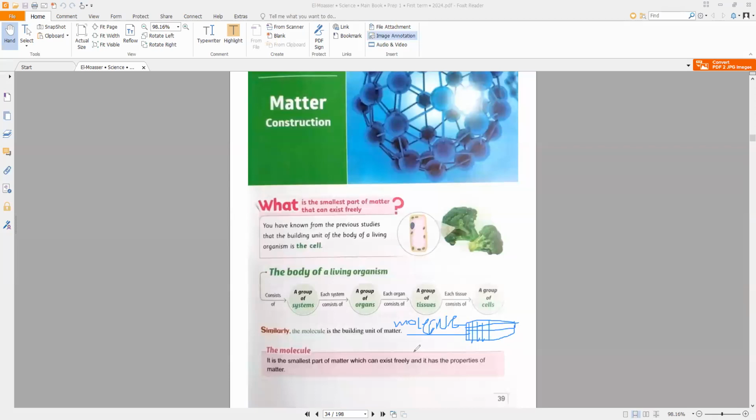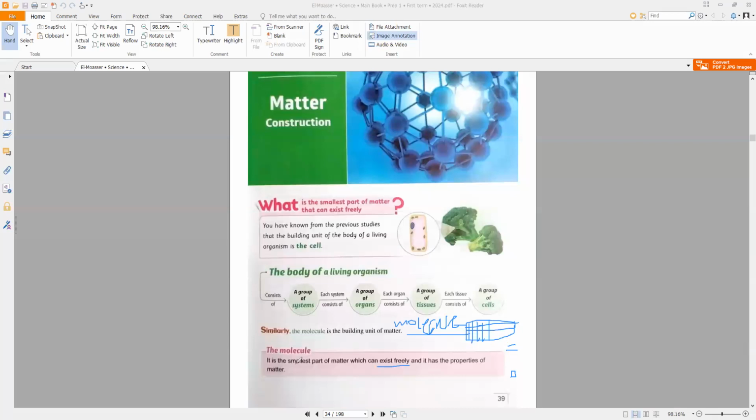exist freely. What is the meaning of which can exist freely? I mean, I may find the molecule of iron alone. So it can exist freely and it has the properties of the matter. One molecule of the iron has the same properties as this piece of iron. So the definition of the molecule: it is the smallest part of the matter which can exist freely and has the same properties of the matter. One molecule of the iron has the same properties as the piece of iron, or 100 gram of iron.